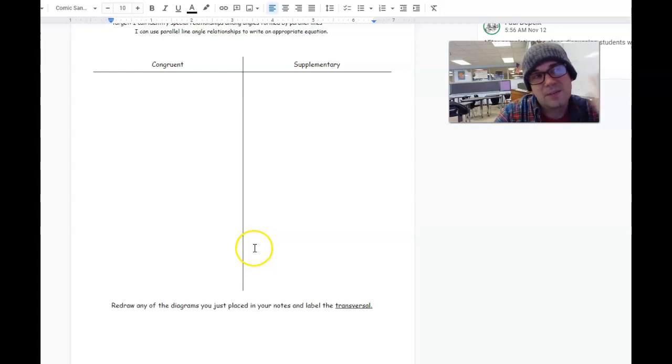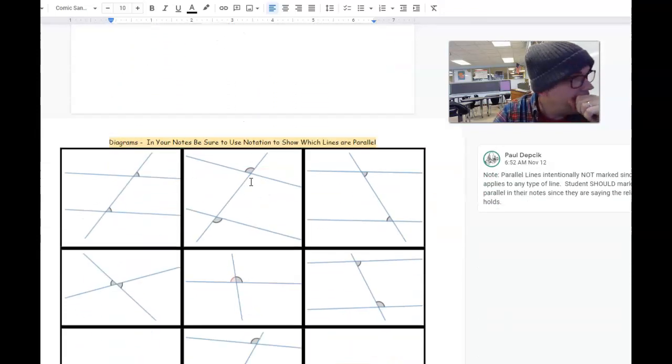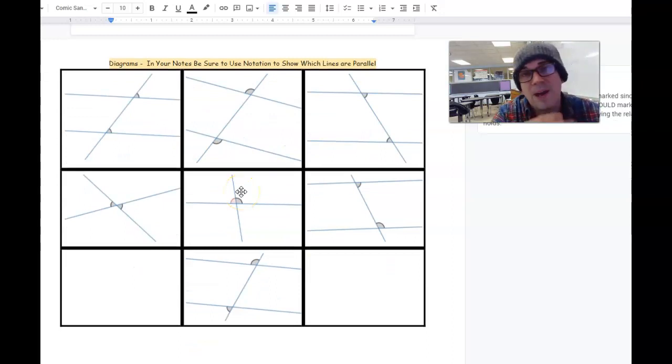So I gave the kids this piece of paper, and they cut out all these different angles that might be formed when you have parallel lines and a transversal. And the thing about these pictures is, for all the angles that are marked in each individual diagram, those angles are either going to be equivalent to each other, or congruent, or they're going to add up to make 180 degrees, which means they're supplementary.